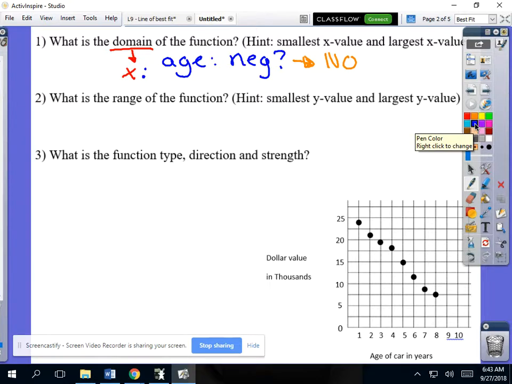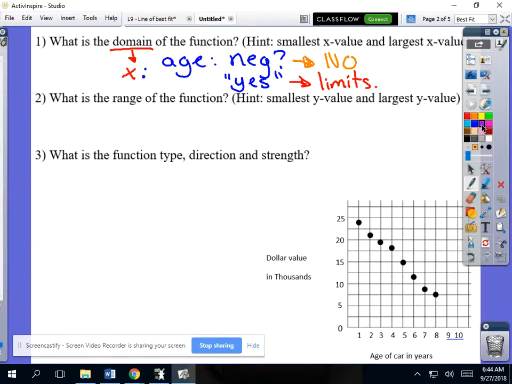The next thing is, can it go as high as it possibly wants? Technically, that's sort of a yes, because you could have a car that is really, really, really old, but you're not going to have a car that's 1,000 years old. So there are some limitations to that. I want you to keep in mind that there are really some limitations here. So having a good understanding of what the domain means is important.